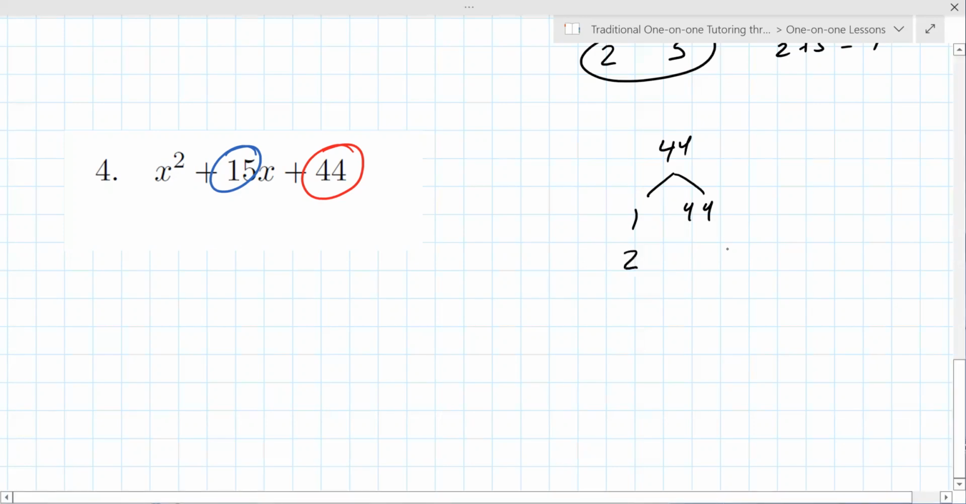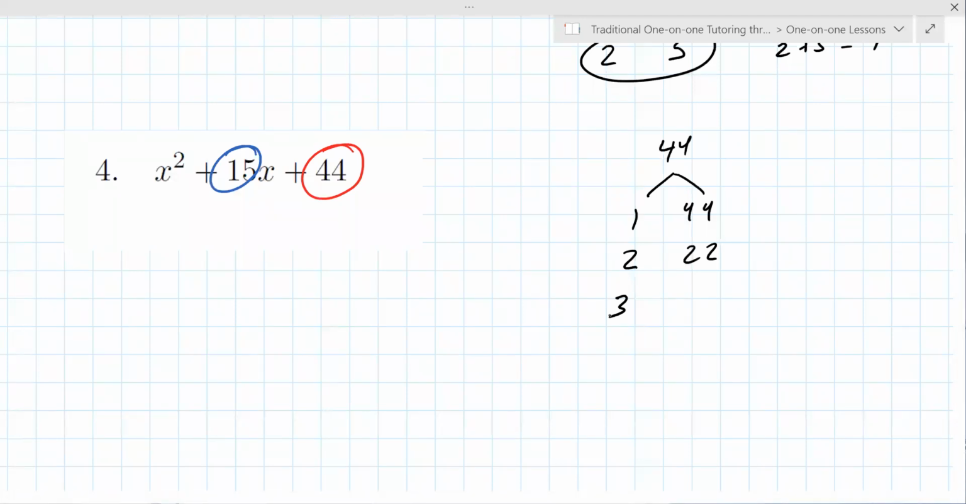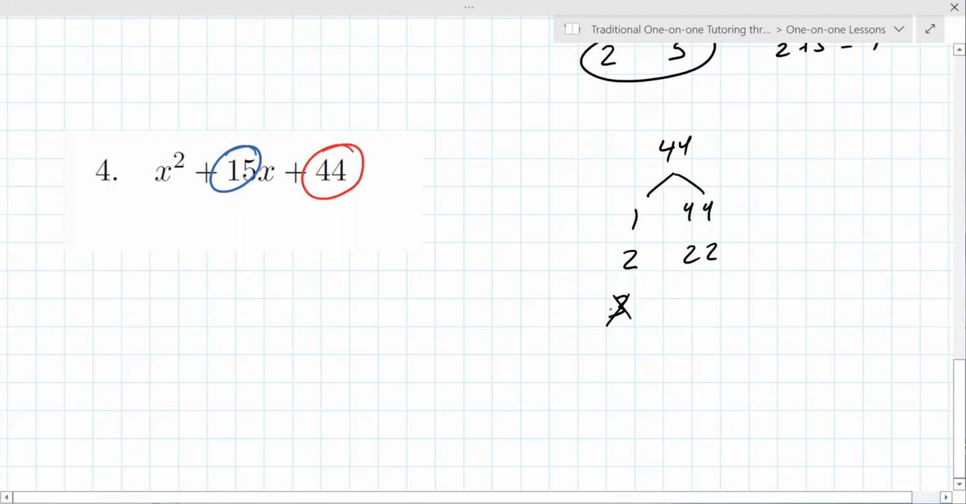So then 2 and 22. And then, this is where I usually ask students about their divisibility rules, and they always say they don't remember. Are you allowed to use a calculator? I don't think so. Okay. So 3 does not work. So 3 and 12, right? That's 36. Oh yeah, oh my gosh.